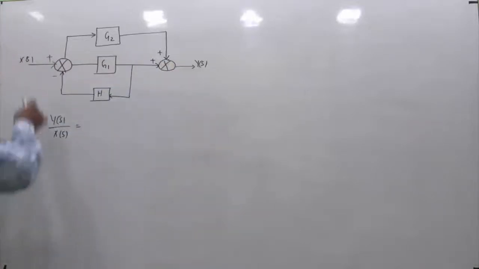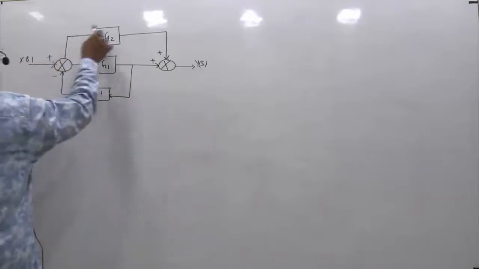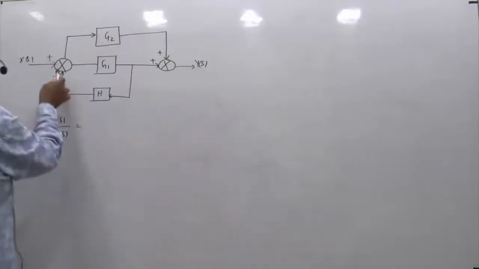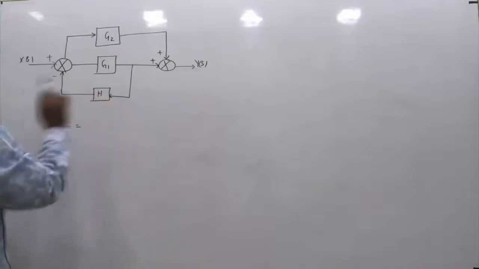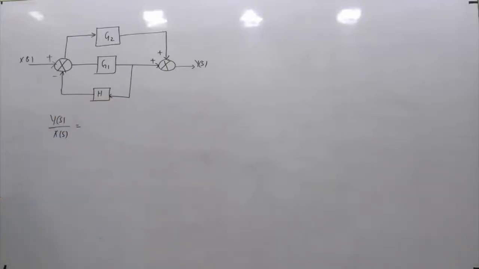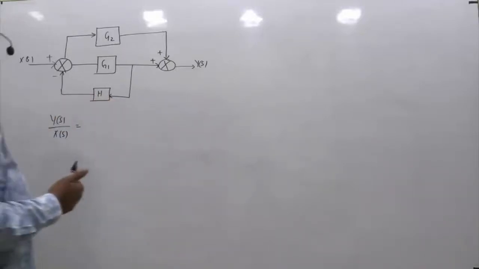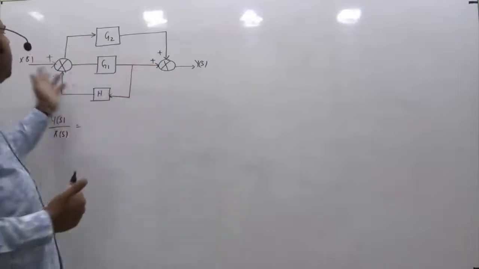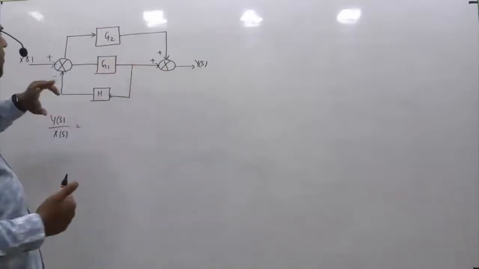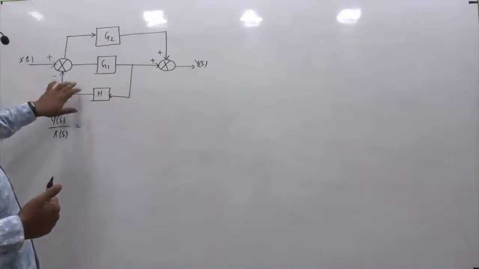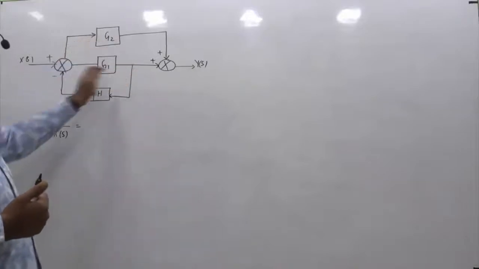And one more path can be like this. You can come like this, this and this. And you cannot come this way because the arrow is in this direction. You have to move in the direction of the arrow only. So obviously there are only two paths, one is this path and one is this path. So there are two forward paths, right? Having gain how much? Z2 and gain G1.